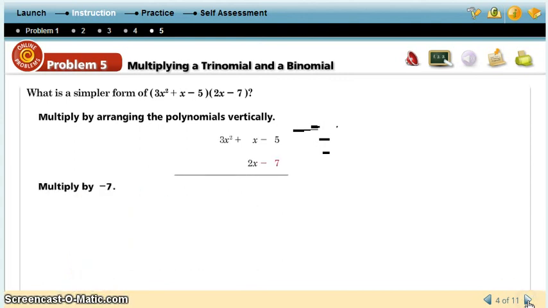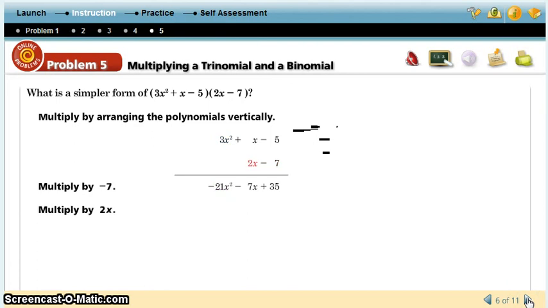Multiply the trinomial by negative 7. This just gives you a different viewpoint of how to multiply. And in this case, something that's a trinomial times a binomial rather than the binomial times a binomial. This product is negative 21 times x squared minus 7 times x plus 35. So it's kind of like multiplication, old school really, where you're multiplying vertically.